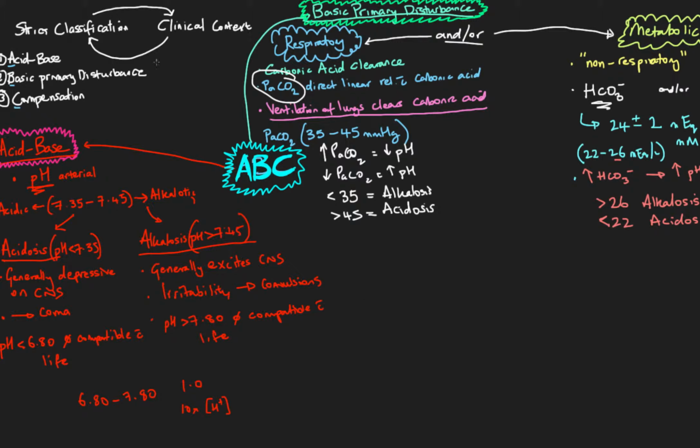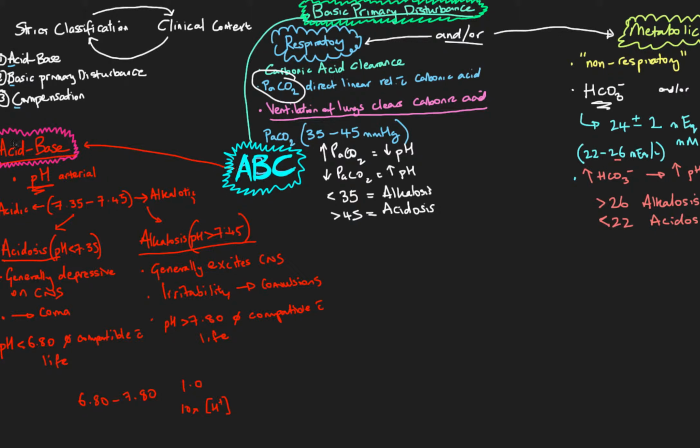In the first video we talked about the process of interpreting arterial blood gases, and that we have a strict classification or interpretation, and that needs to be paired with clinical context. But the strict interpretation is going to involve looking at the acid-base status, any primary disturbance that exists, and whether or not there's compensation for that primary disturbance.